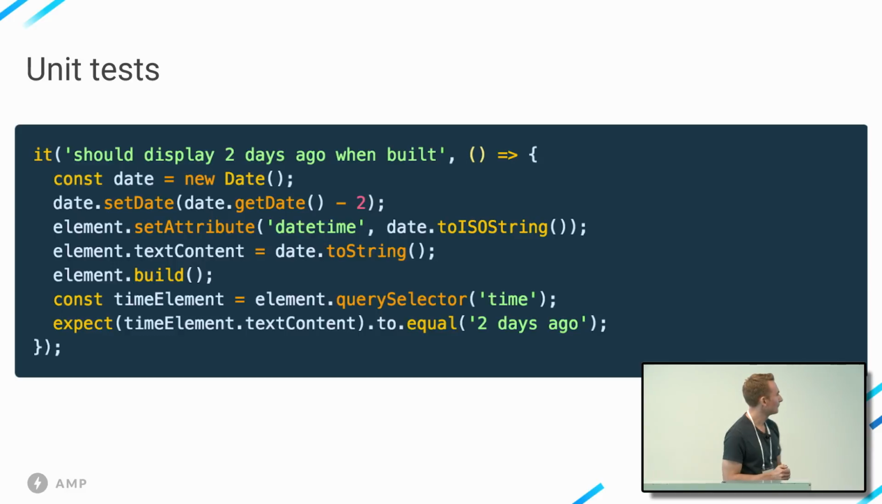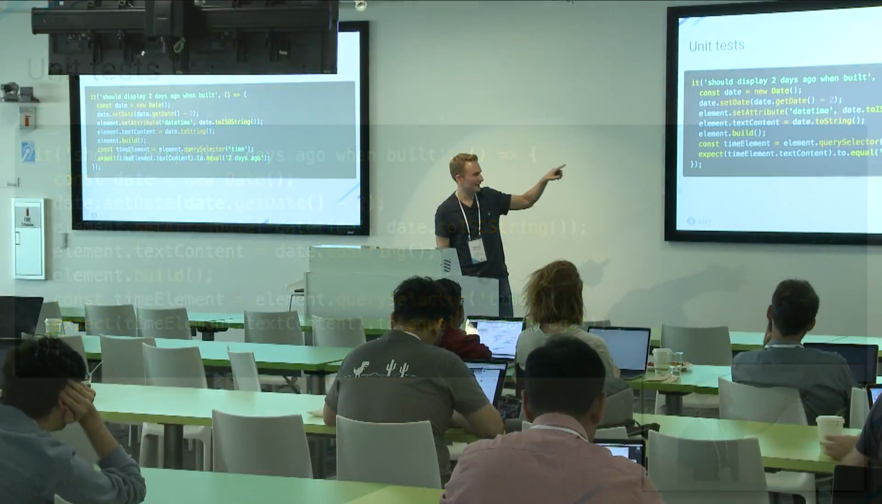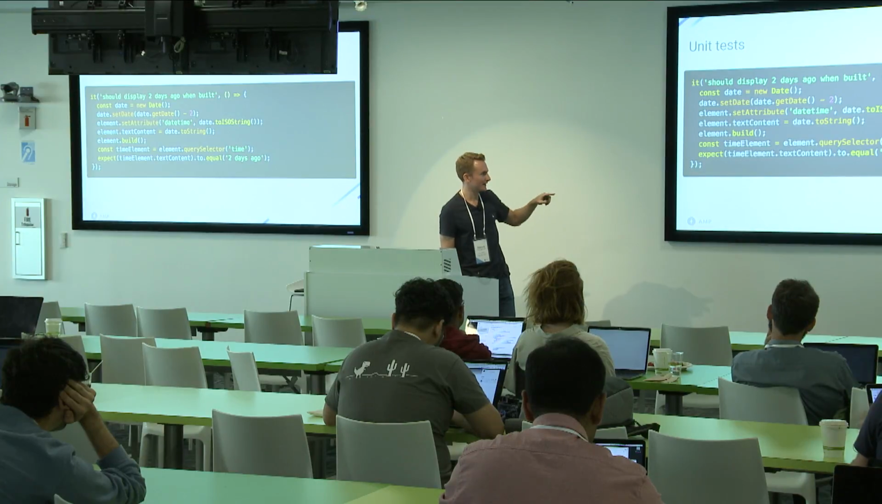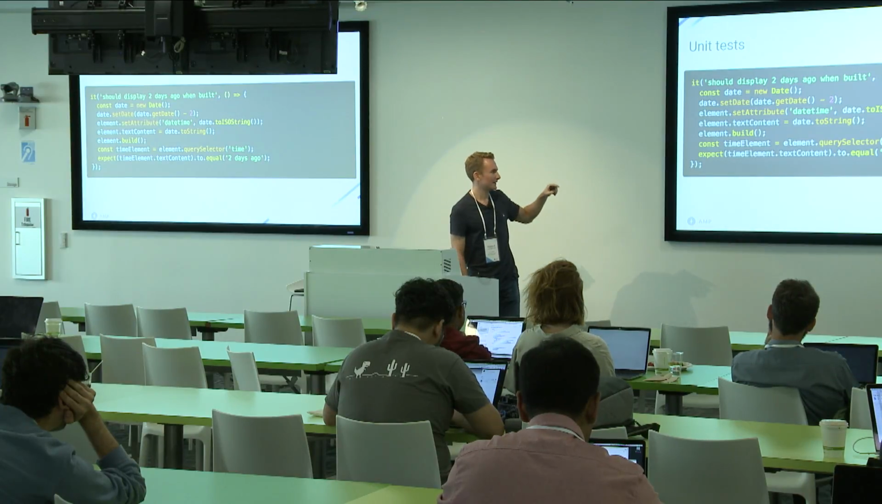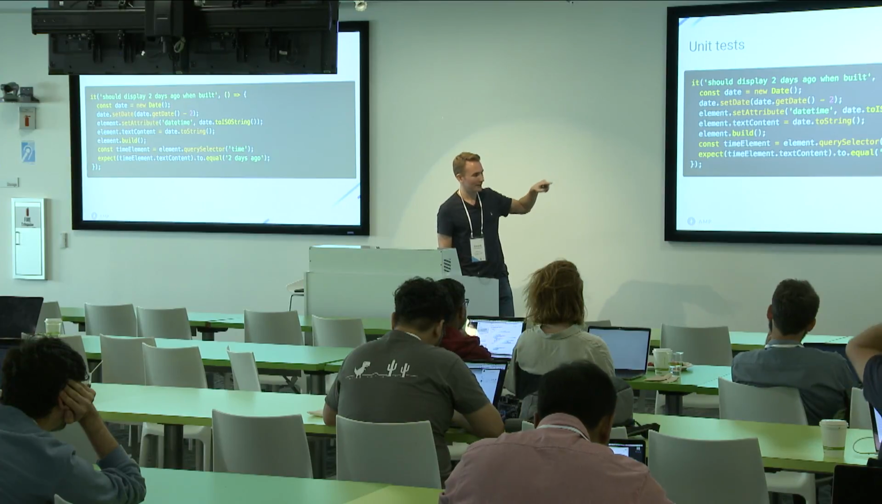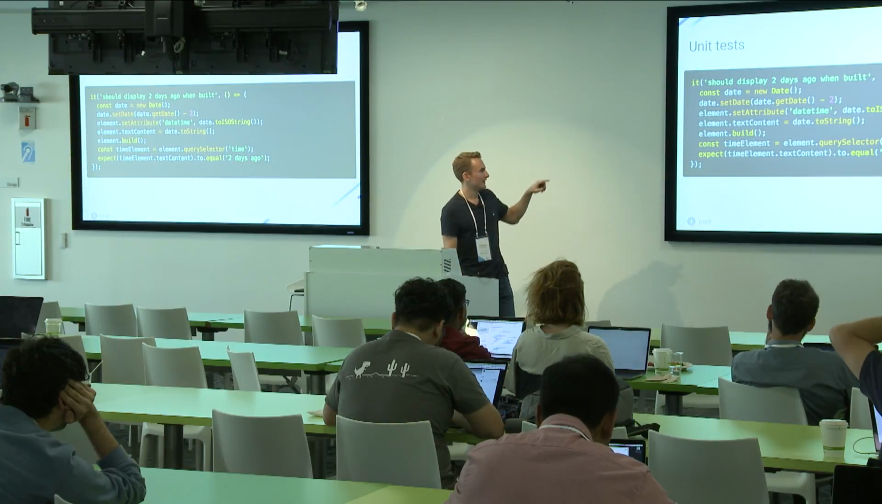This one creates a date object. It's then set to being 2 days ago, and then we set the datetime attribute on the timeago element to the ISO string of that date. We set the text content to be a stringified version of the date. We build the timeago element, and then we do a query selector on the time element, which is inside the amp-timeago element, and then we check that that text content now equals 2 days ago.